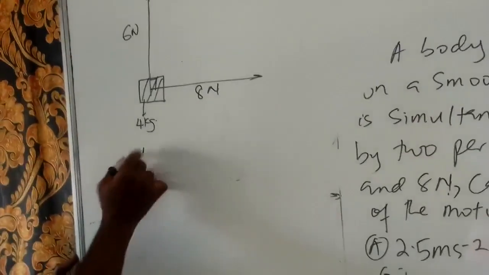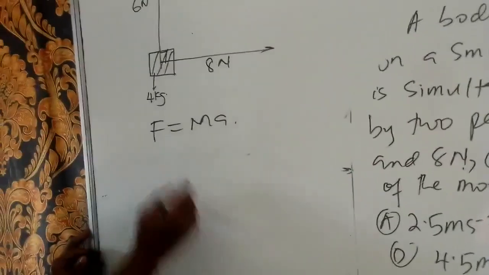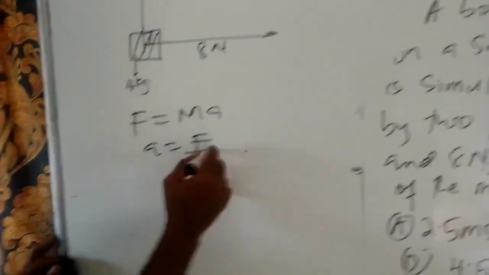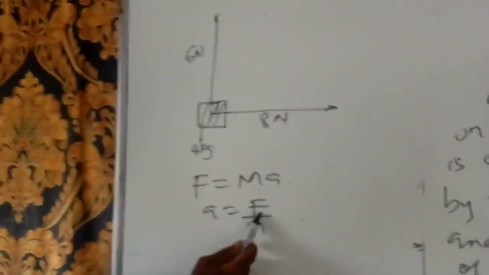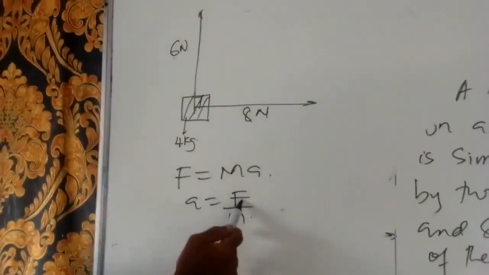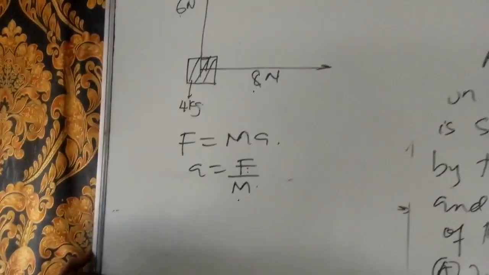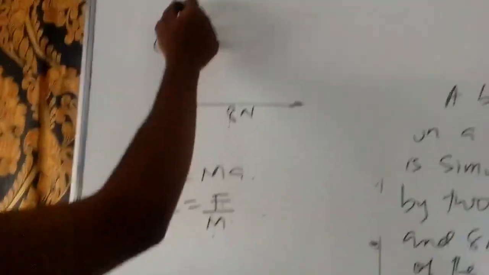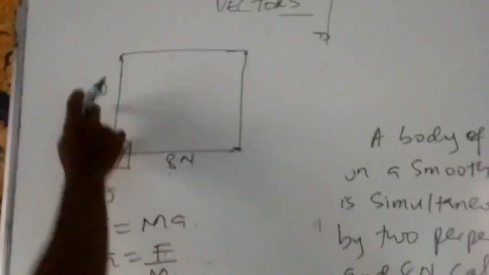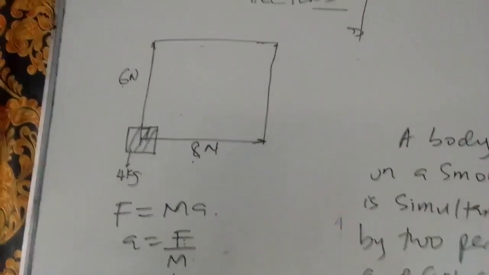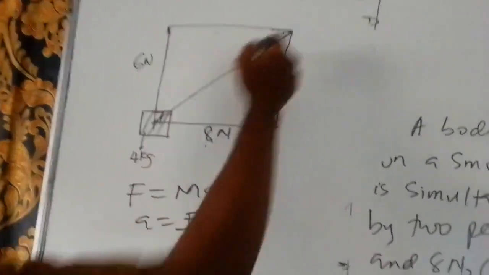Now we know implicitly that force is mass times acceleration, so acceleration is nothing but force over mass. So we're not going to use 6 Newton to solve this problem, neither are we going to use 8 Newton, because if we use 6 Newton and 8 Newton to find acceleration, we get different answers. So what we're going to do is find the resultant force, the force that replaces these two and has the same effect. Since they are mutually perpendicular, we'll find the resultant by applying the Pythagoras theorem.